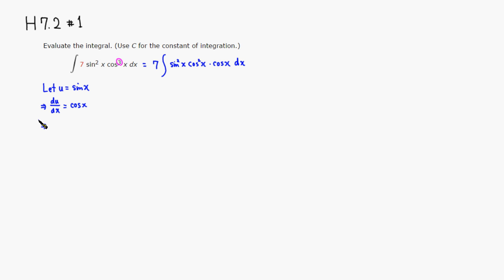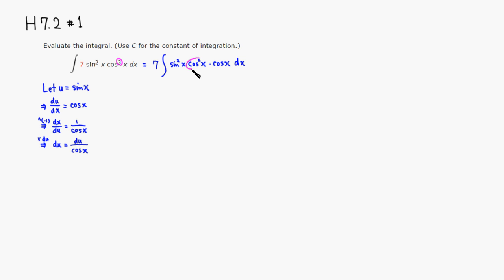Then take the reciprocal of both sides to get dx over du is equal to 1 over cosine of x, and then multiply through by du to isolate dx. So you have du over cosine of x.